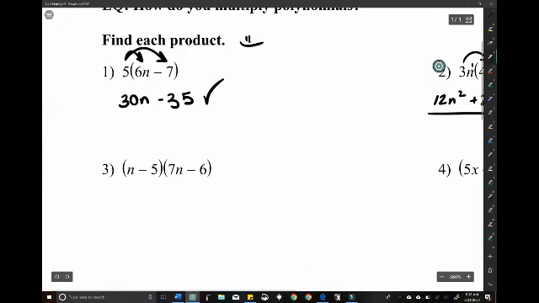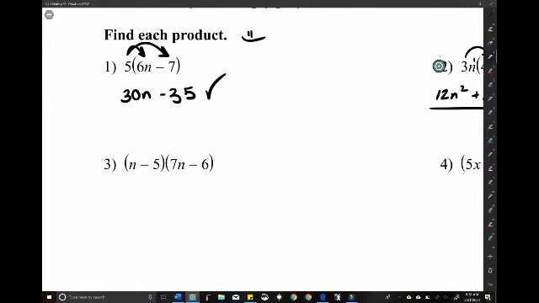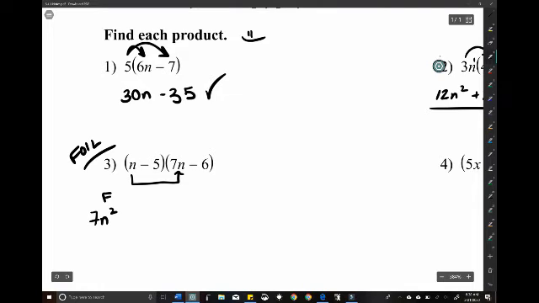Okay. Next up, binomial times a binomial. Let's see if you remember FOIL. You need to remember the FOIL process. If you don't, that's okay. Remember, FOIL means you multiply the firsts, which are n times 7n, so 7n squared. Then you move on to the outers. N times negative 6 is negative 6n.